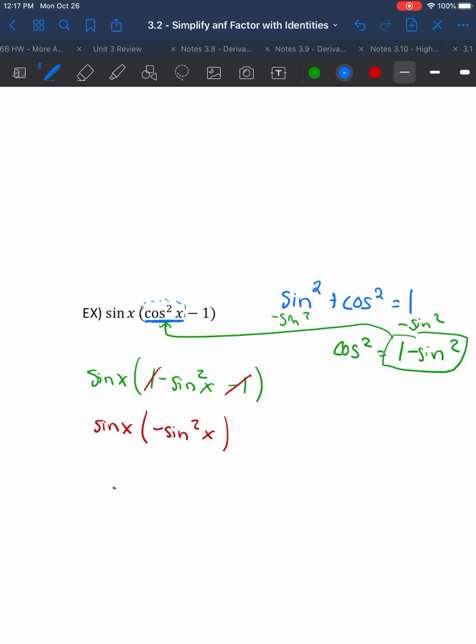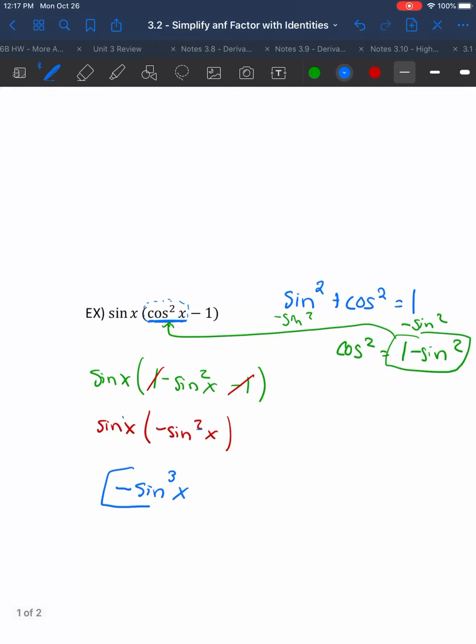Positive times a negative is a negative. I've got 1 sine times sine squared, which would make negative sine cubed. I know I'm now done because do I have any fractions? No. Do I have any addition or subtraction? That does not count because that's a negative.